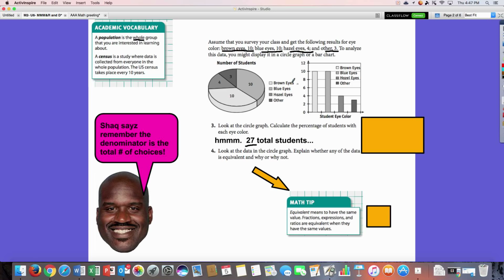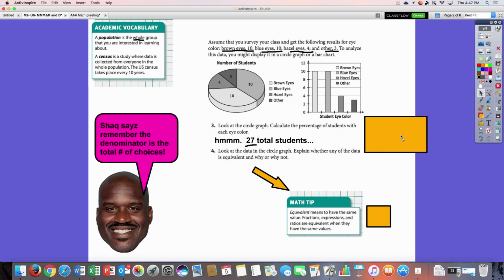Here's 2 different representations of that data. We have a pie chart right here, and we also have a bar graph right here. It says, look at the circle graph. Calculate the percentage of students with each eye color. I take 10 over 27, 10 over 27, 4 over 27, 3 over 27. And that's how we get our data.